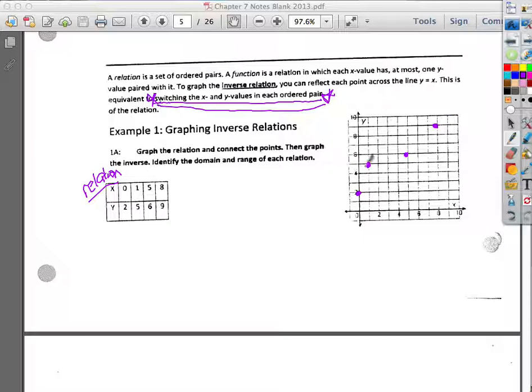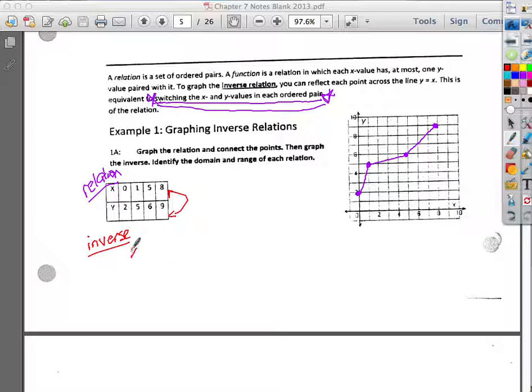Dot right there. It does say to connect the points, so we will do so. Connect the dots. There we go. Let's use a little bit of St. Clair red for the inverse. So how do you get the inverse then? Well, you literally exchange the x's with the y's. We can rewrite this in a table if you'd like, or you can work just kind of backwards.